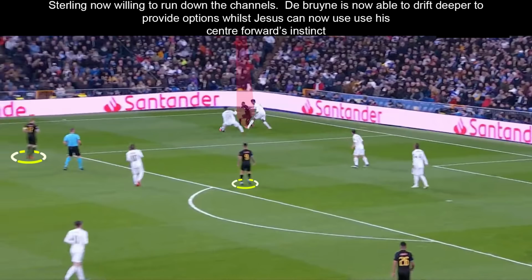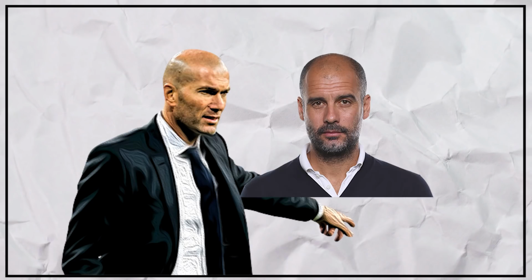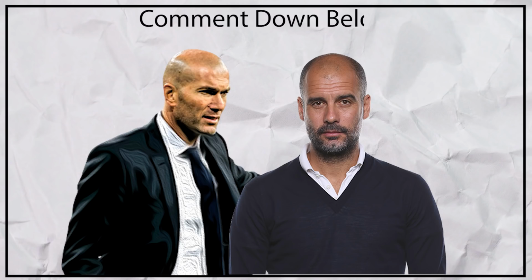De Bruyne is freed from playing as a centre forward and now provides a deep option and gets the cross into Jesus, who is now in his preferred centre forward role. So overall, this wasn't a vintage attacking display from either side, and they will look to make improvements going into the second leg. But which other tactics did you notice not mentioned in the video?